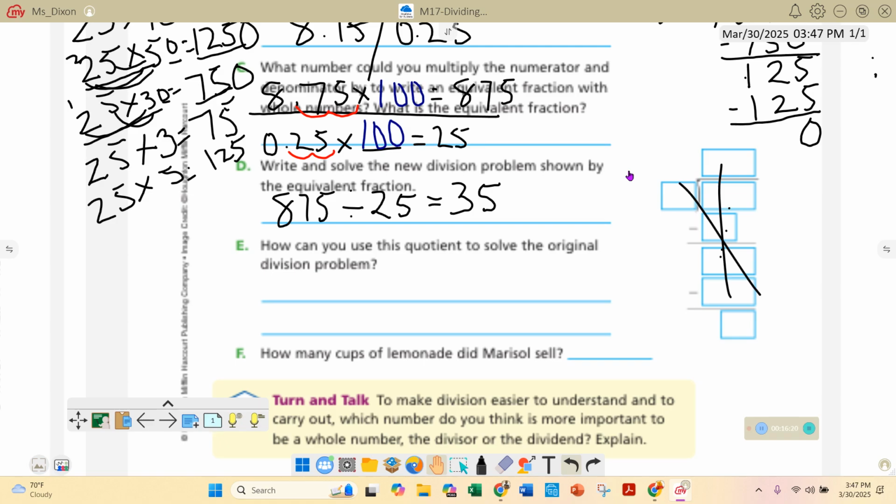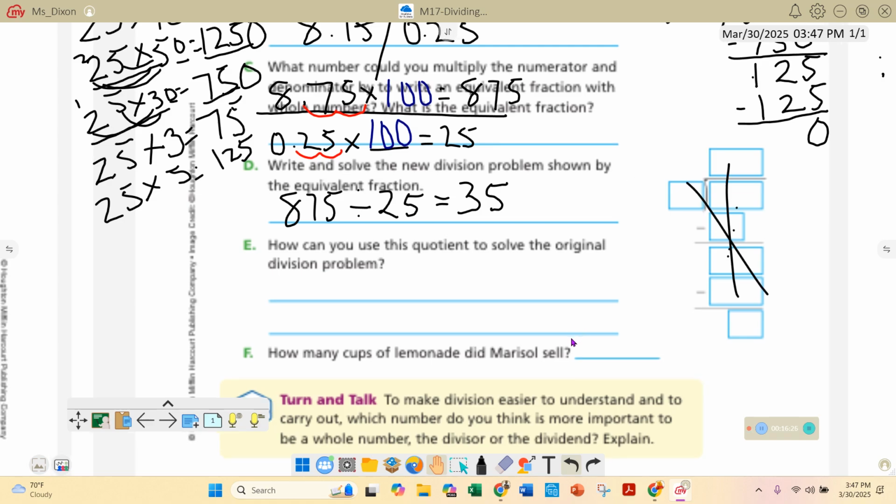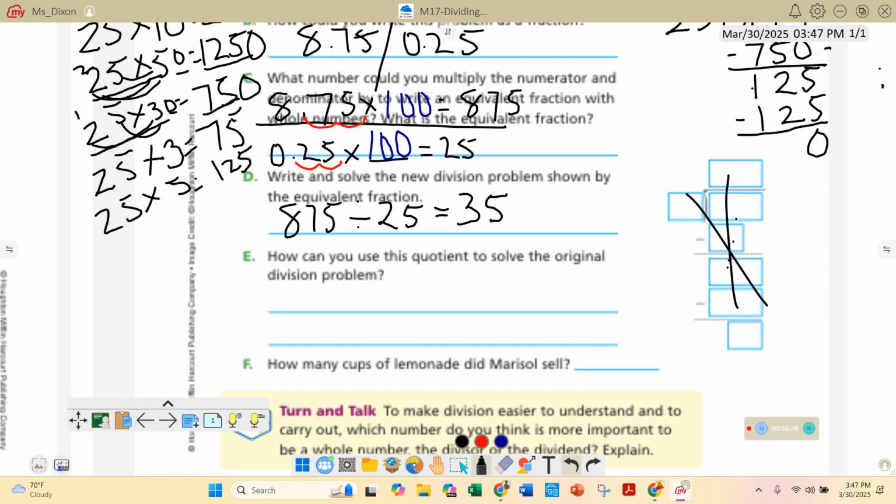So for F, how many cups of lemonade did Marisol sell? It would be 35 cups.